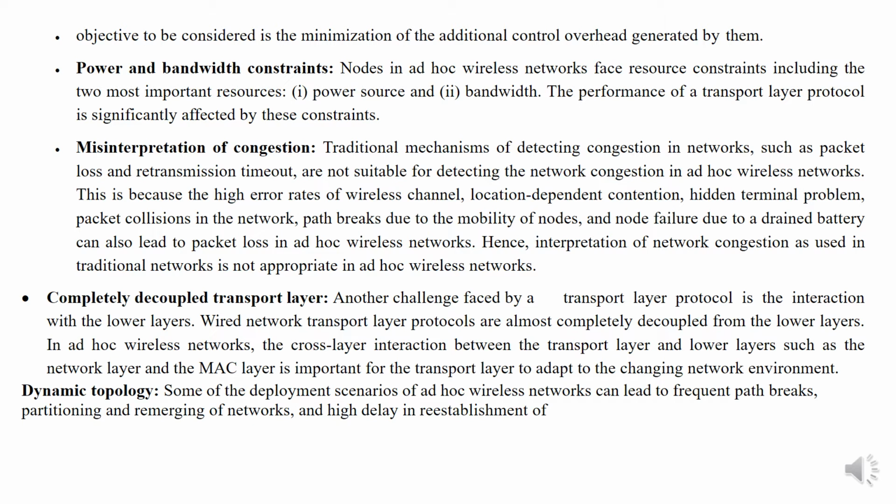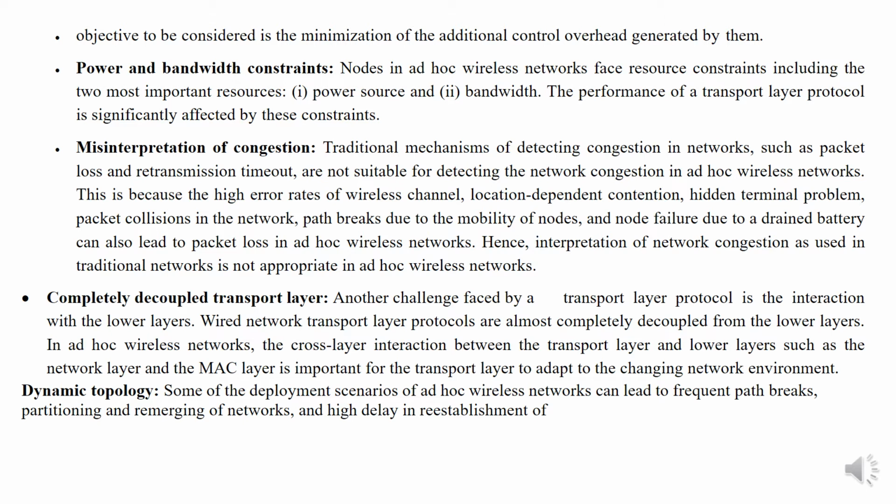Power and bandwidth constraints. Nodes in ad hoc wireless networks face resource constraints, including the two most important resources, power source and bandwidth. The performance of a transport layer protocol is significantly affected by these constraints.